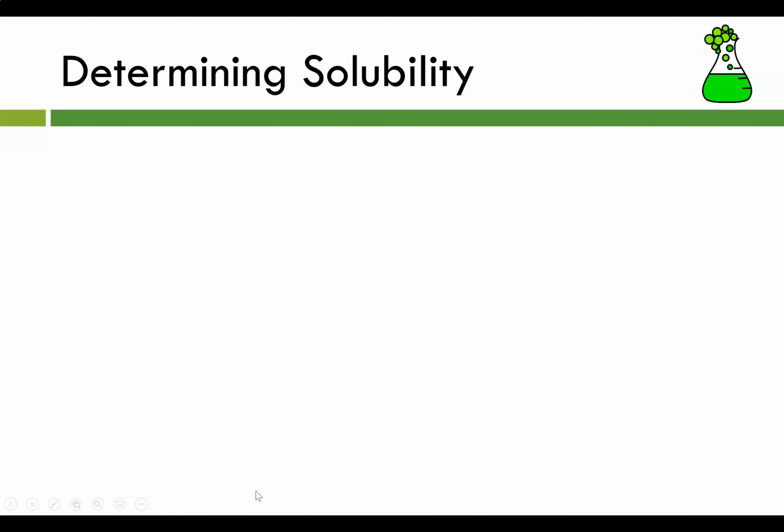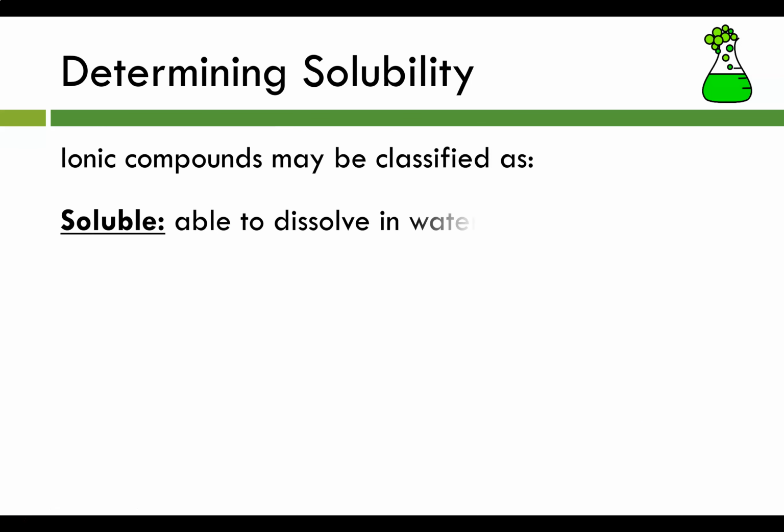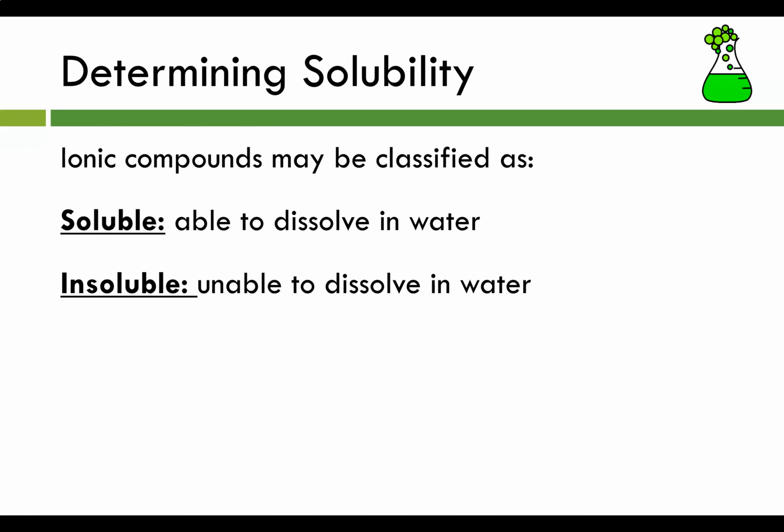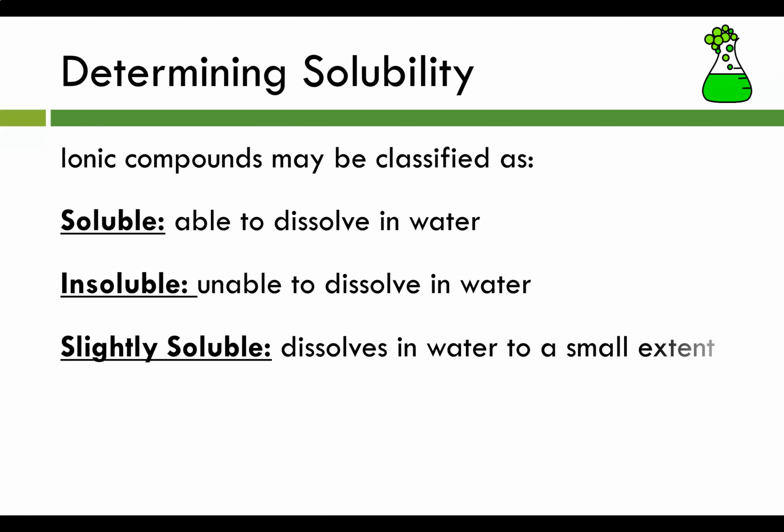So we're going to describe our ionic compounds as either being soluble, which means able to dissolve in water, insoluble, unable to dissolve in water, and we've also got something that I'm going to call slightly soluble, where it's going to dissolve in water to a small extent. Not all compounds are equally soluble. If you want to take AP chemistry, you'll be able to calculate solubility product constants, and you'll have numbers attached to solubility, but this is what we've got for intro chem.